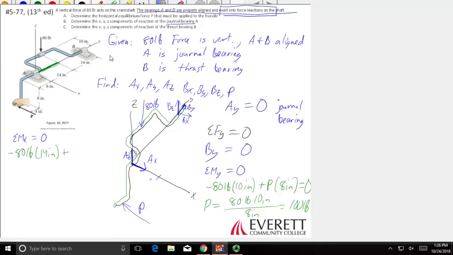Okay, so we're just going to add BZ times its distance, which is given as 28 inches, equals 0. So BZ equals 40 pounds. We've got 3 more.